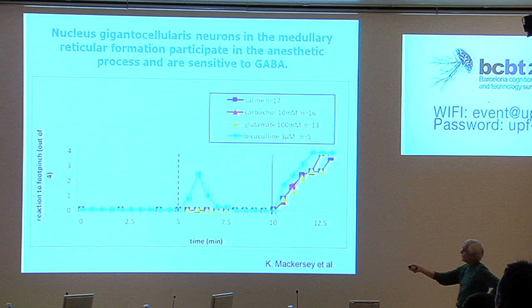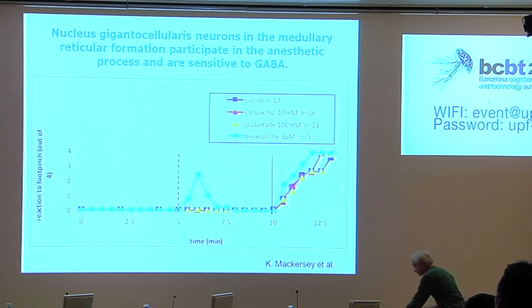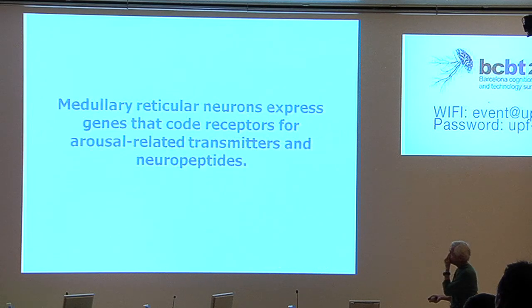In this case, we're looking at response to foot pinch. One of the things that you're anesthetized for during surgery is to prevent pain. And the animal's not responding to pain. After we put the GABA receptor blocker into NGC only, nucleus gigantocellularis, we get some response to pain. Then it wears off, and then the animal eventually will recover. So physiologically, NGC can do the job.